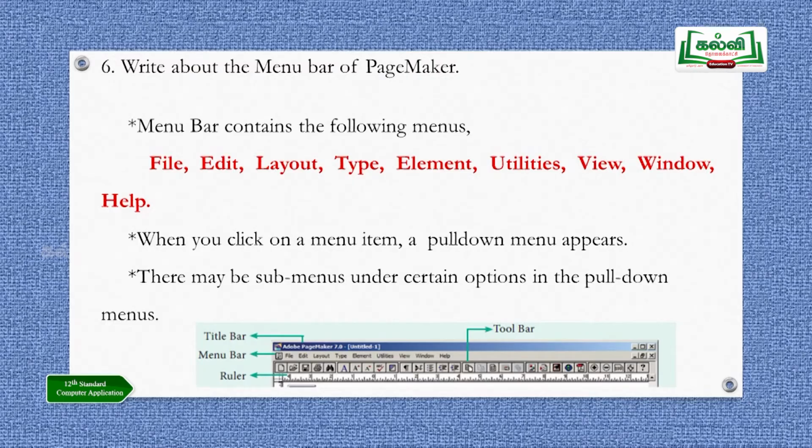The menu bar contains the following menus: File, Edit, Layout, Type, Element, Utilities, View, Window, Help. All those things are shown here. And each menu will have a pull down menu. In that pull down menu, you will have the items belonging to that particular menu heading.